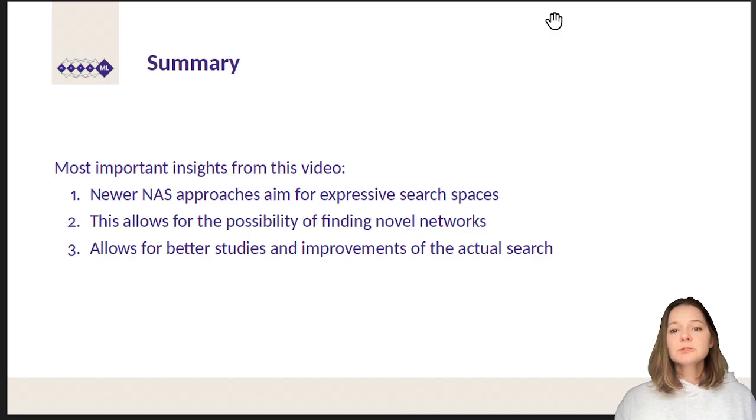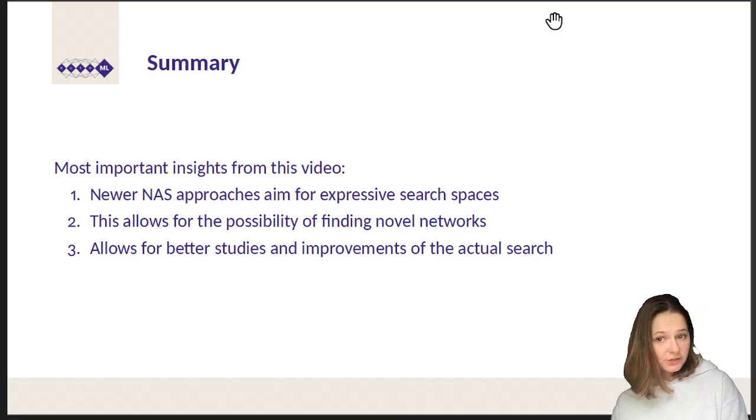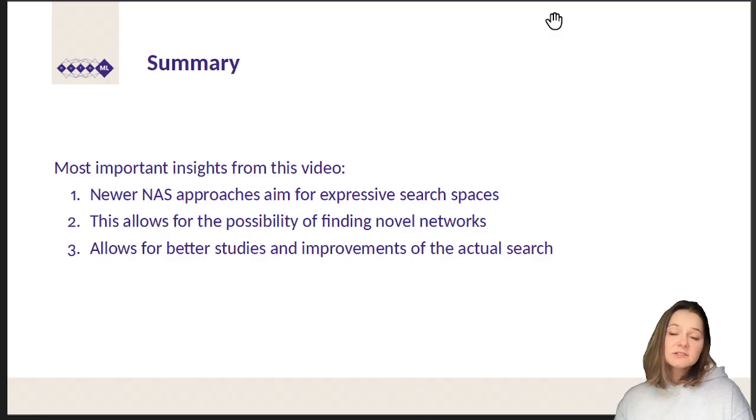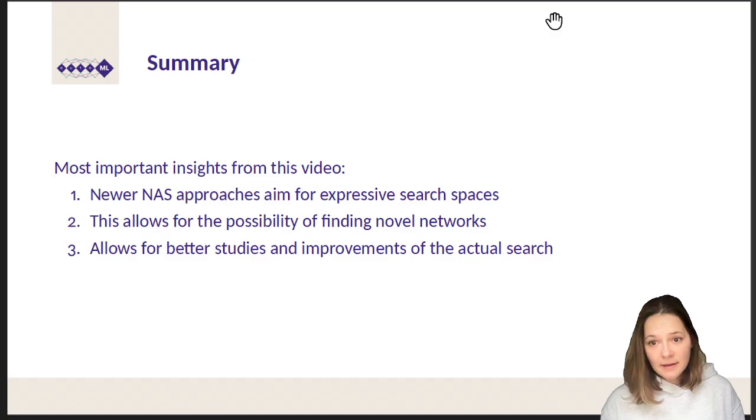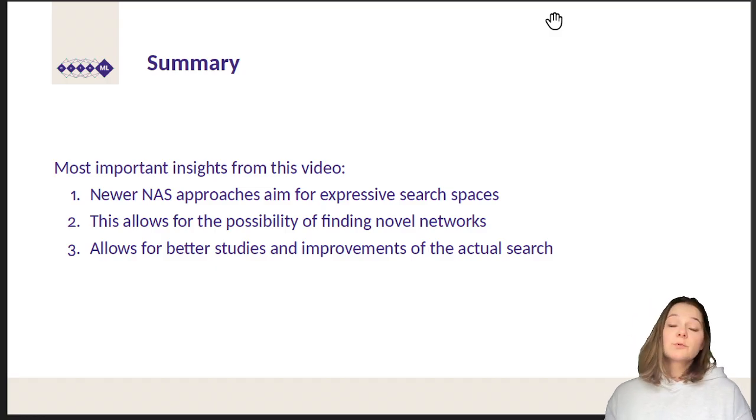So therefore, the most important insight from this video is that newer NAS approaches aim for expressive search spaces. These papers came out in the last years, so very recent, and are still in development. How can we actually properly search within those search spaces? Because, for example, the Einspace search space is an infinitely large search space. So this also allows for the possibility of finding novel networks and allows for better studies and improvements of the actual search, overcoming only using random search in very narrow search spaces.